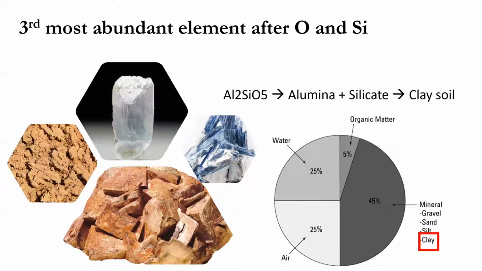Aluminum is the most abundant metallic element on Earth and the third most abundant element following oxygen and silicon. In fact, these elements are so abundant they combine to form aluminum silicate, which is the major inorganic component in clay soil. Shown here are beautiful aluminum silicate crystals, which get weathered into alumina, silica, and eventually clay particles. Therefore, you can see that aluminum compounds are very abundant in soil and can make up some 20 to 50% of soil content.